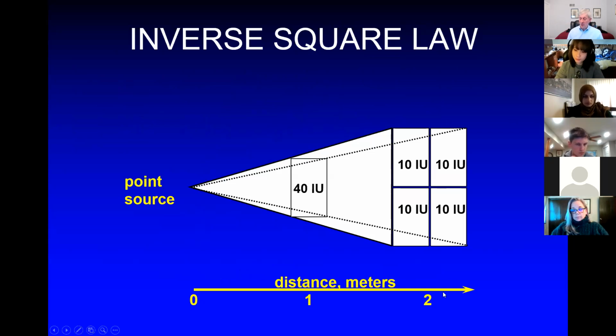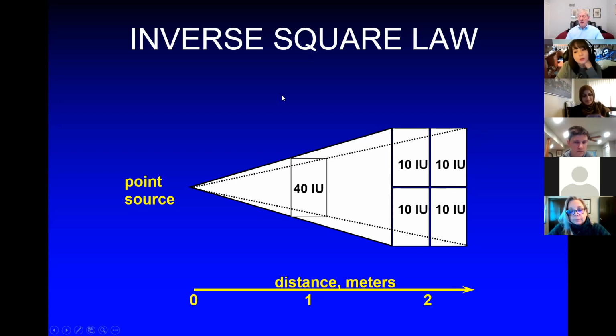Look what happened to the reading when we went to 2 meters. We doubled the distance, and what happened to the reading? It didn't drop by 2, it dropped by 4 because it's a square relationship. So it dropped by 4. The total energy has not changed. Here we had 40 units, here we had 40 units, but these 40 units are spread over a much larger area. So the energy density went down by a factor of 4 to 10.